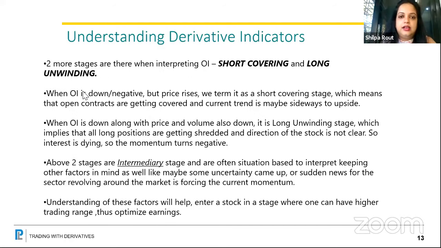Apart from this, in derivatives, we have two more stages while dealing with OI, which are short covering and long unwinding. I'm very sure that many of you must have heard this term: short covering rally. What is it? When OI is going down but the price is rising, it means that it is in the short covering stage. It means that open contracts are getting covered and the current trend of that underlying is going to be sideways to upside for some time. So it is a semi bullish segment that you can infer long before the particular stock turns bullish.